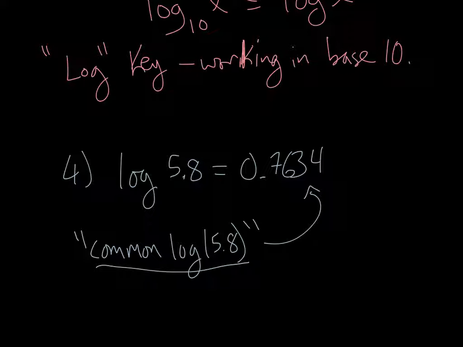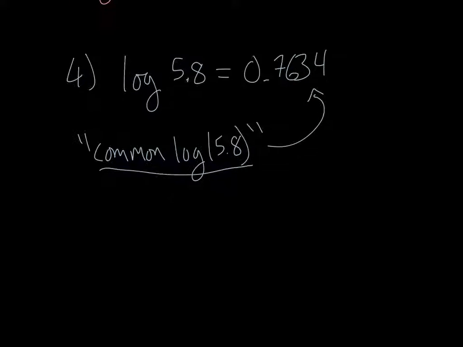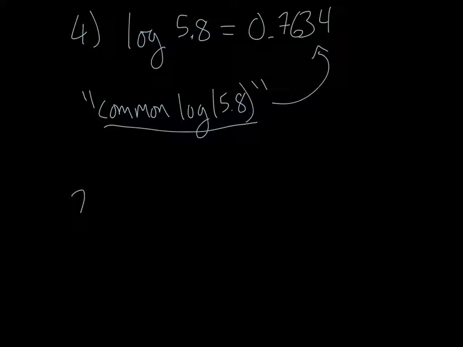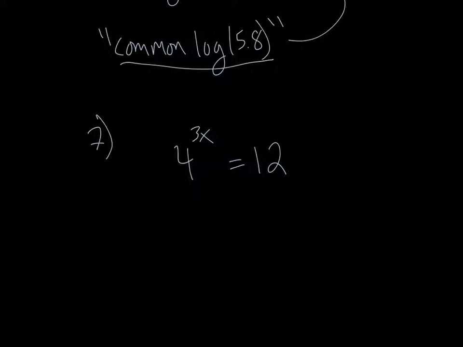Let's go on to the next set of problems, which have you solve equations based on what we know about common logarithms. Let's check out number 7. We've got 4 to the 3x is equal to 12. These are kind of fun. What we're going to do is apply the logarithmic function to both sides. This has to do with something called the logarithmic property of equality.